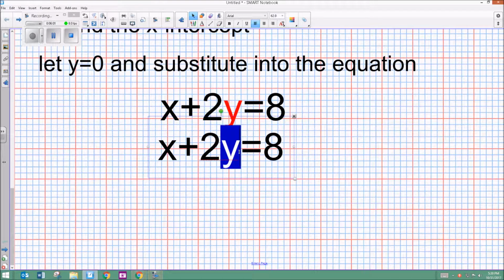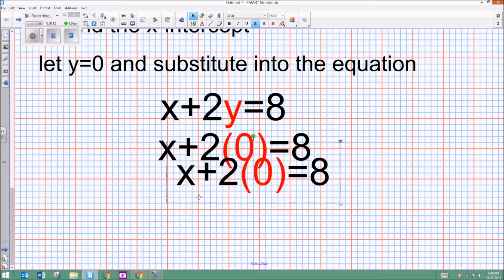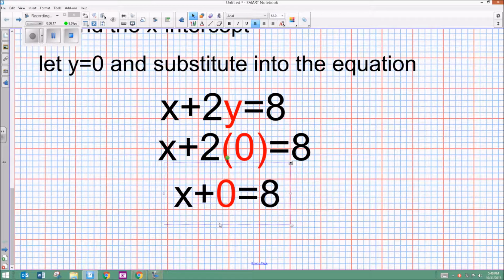What if I make the y a 0? Well, then that's just going to give me, 2 times 0 is just 0. And x plus 0 is just x. So x is equal to 8. So when y is 0, x is 8. So that gives me my x-intercept.